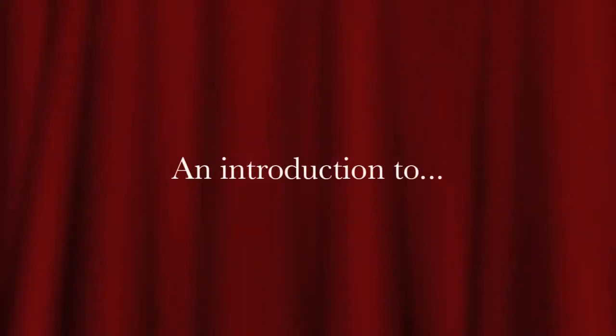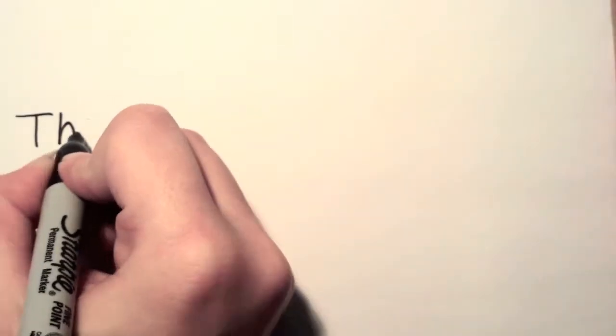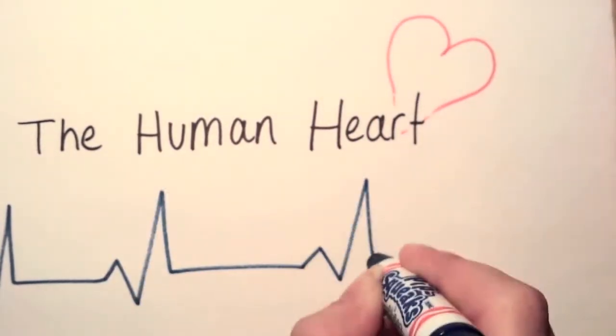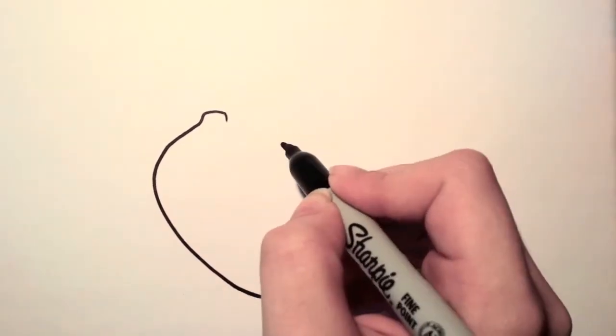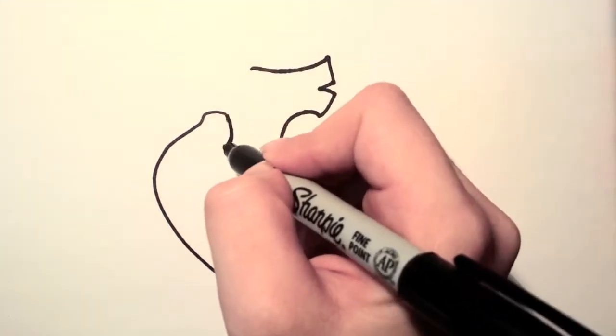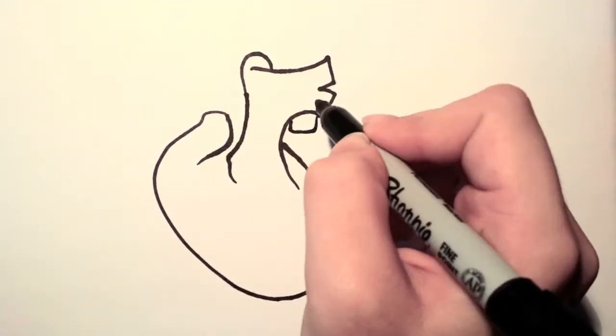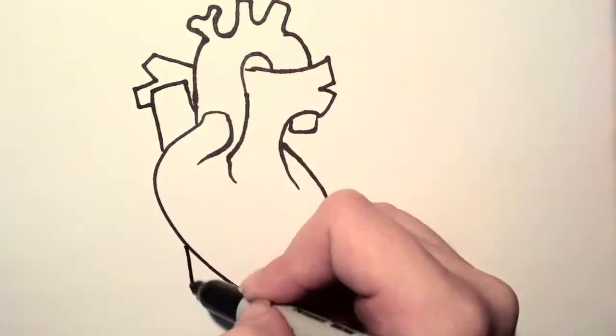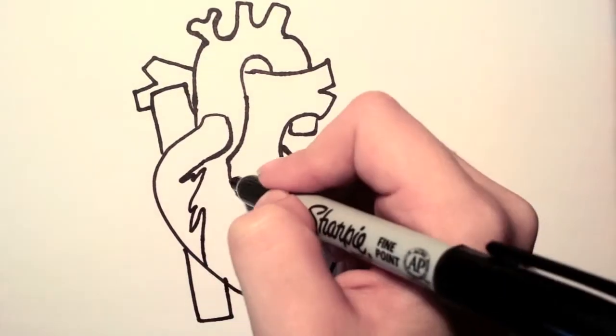This video is an introduction to the human heart. The heart is one of the most important organs in the entire human body. The heart is a little larger than a fist and located in the center of the chest. Like any other muscle, it contracts and expands. It is composed of cardiac muscle that pumps blood throughout the body.